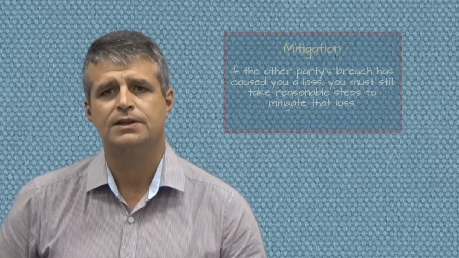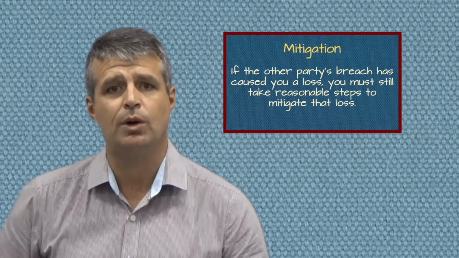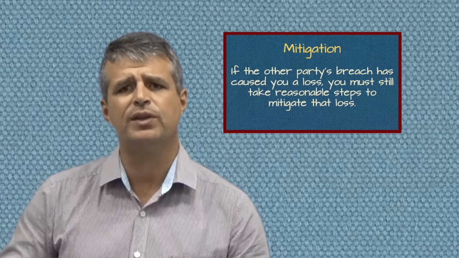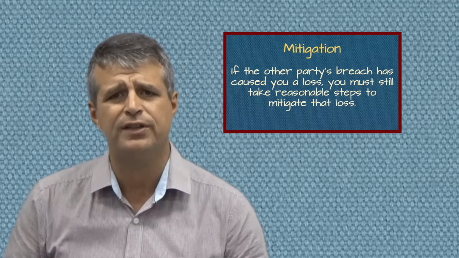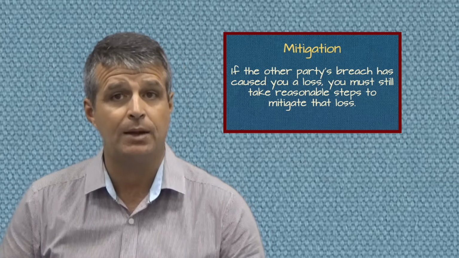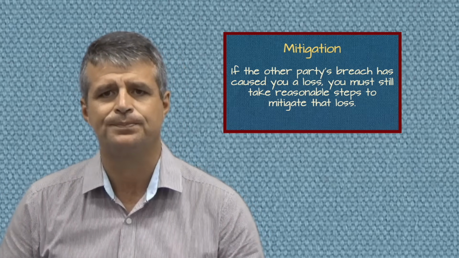Now, there are a couple of things to consider on the other side of this whole equation. You see, even the innocent party might have some obligations in the event of a breach. The first obligation is what we refer to as mitigation of loss. So if someone else's breach has caused you a loss, but there are reasonable things that you can do in order to minimise that loss, then you may not be able to claim for the whole loss.